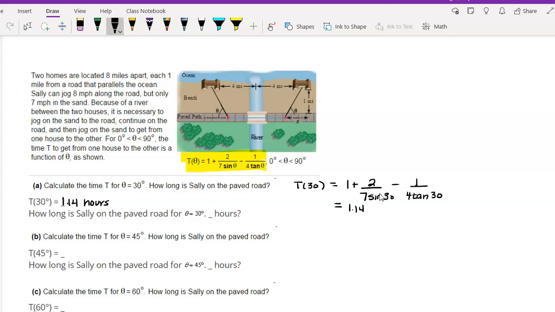So I'm going to come up here. And the paved road in total from house to house is 8 miles long. However, we are only looking at the portion between the red dots because by Sally cutting at that angle theta, she's removing part of that paved road. All right, to determine what this yellow section is, we first have to determine what x is. And notice, x will be on both sides.